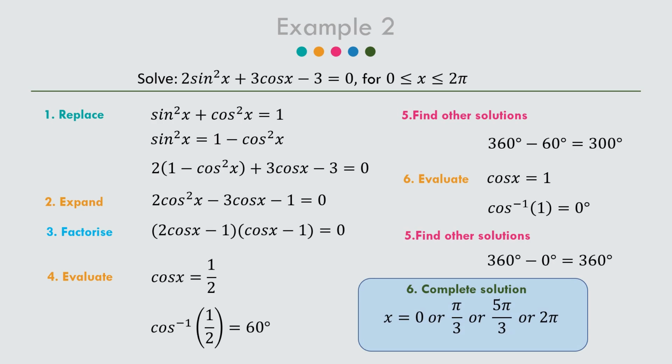Finally, step 6 is the complete solution. You have to remember that so far we have found all of our answers in degrees, yet the question says for the range 0 to 2 pi. What this means is that our answers must be in the form of radians. So, our complete solution is x equals 0 or pi over 3, or 5 pi over 3, or 2 pi.